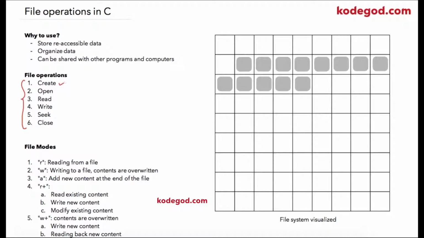You can create a fresh new file. You can open an existing file. You can read an existing file. You can write contents to a file. You can seek a particular section in the file by traversing to it, and you can close a file which is already open.